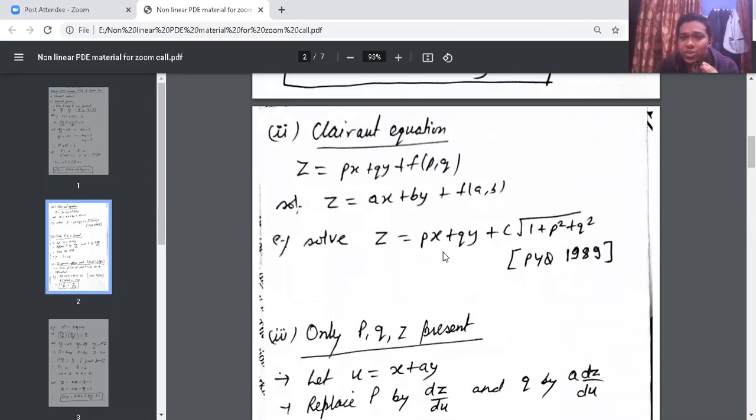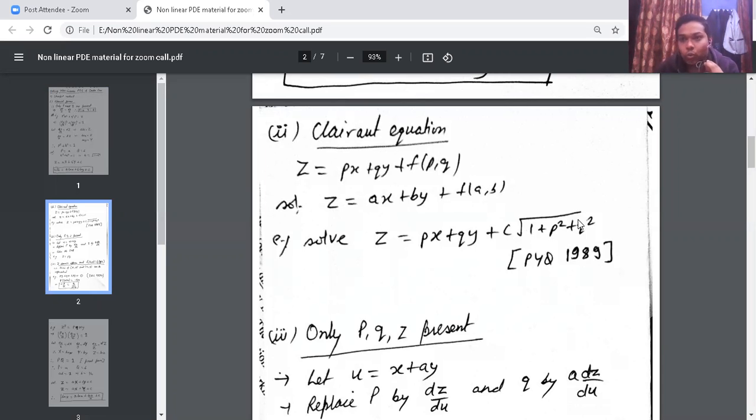Okay, so there was a question in 1989. There are more questions on this also, but I just gave one for example, like here, z equal to px plus qy plus c times, c is some constant, under root 1 plus p square plus q square. We can simply put p equal to a, q equal to b, and we will get the solution: z equal to ax plus by plus c times under root 1 plus a square plus b square. This is a Clairaut form. You should know it.